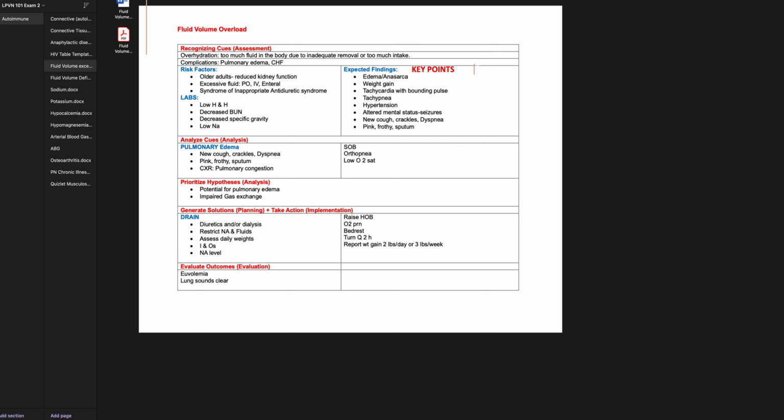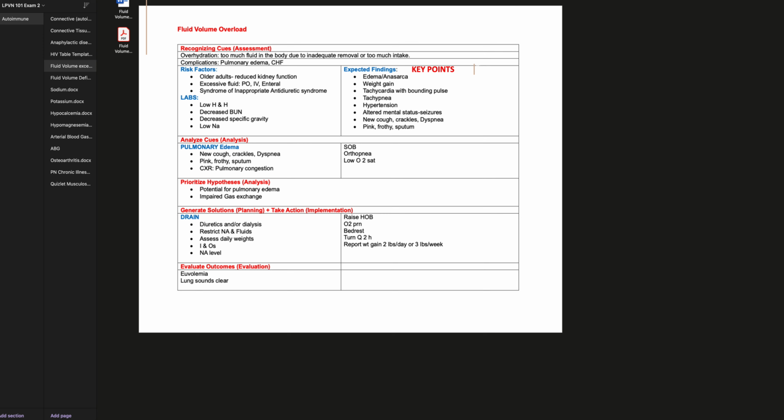They're going to have a bounding pulse, meaning the pulse is going to be greater than +2. +2 is the normal strength of a pulse. So +3 and +4 means an increased amplitude of pulse. So we call that bounding. Okay, they're going to have tachypnea. They're going to be breathing fast. That's what that means. Hypertension, because there's so much fluid in their vessels, their blood pressure is going to go high. They have altered mental status and are prone to seizures. Remember what I said about the sodium, because the sodium is going to be hemodiluted. So they are going to be at risk for altered mental status.